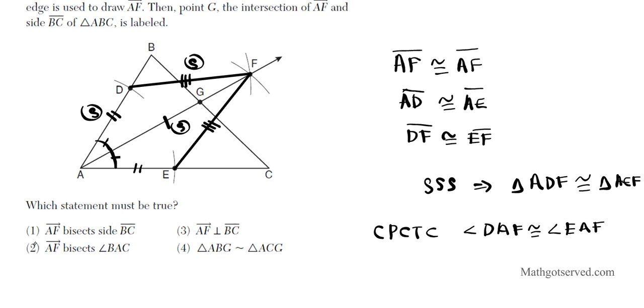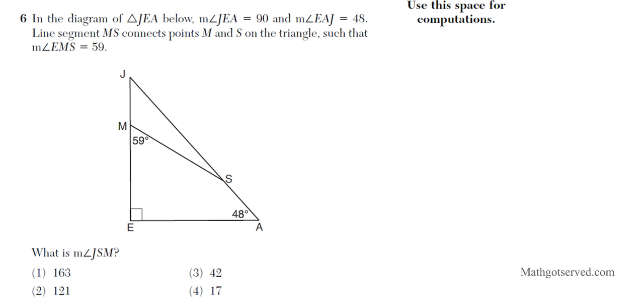All right, so the correct answer is option number 2. AF is the bisector. All right, let's move on to question number 6. So we are asked to find the measure of angle JSM. So this is JSM right here. This is what we're looking for.